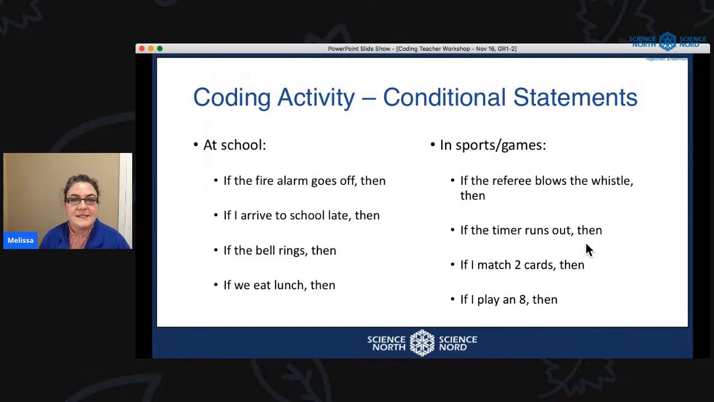Now, when you look at some of these examples, in sports games, if I play an 8, then, well, some of them we might need a bit more information, and that's like when you're looking at the bit of the pattern. If you don't have the full information of the pattern, then sometimes there may be more than one option, right? So I've got if the bell rings, then, well, is it the beginning of the day? Is it the end of the day? Is it near lunchtime? Is it near recess?